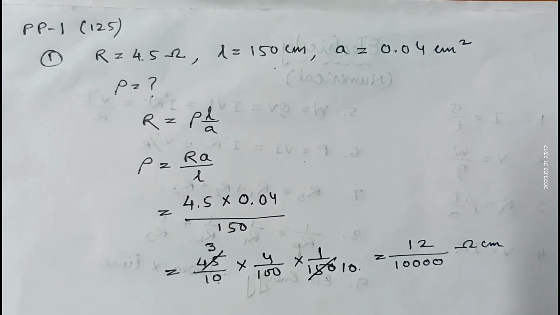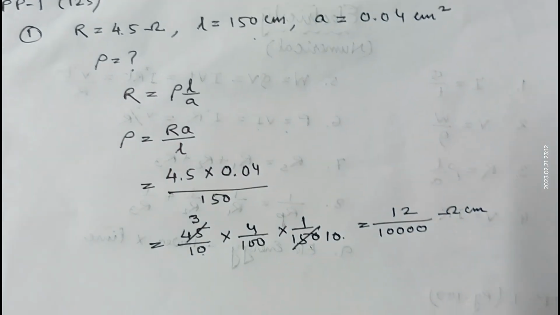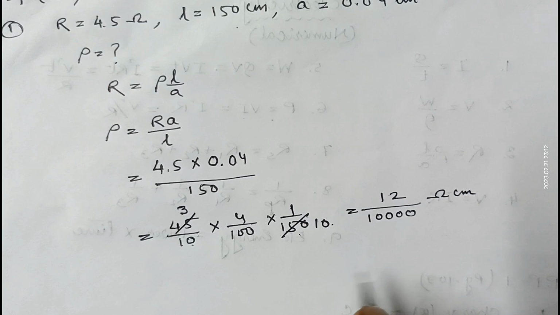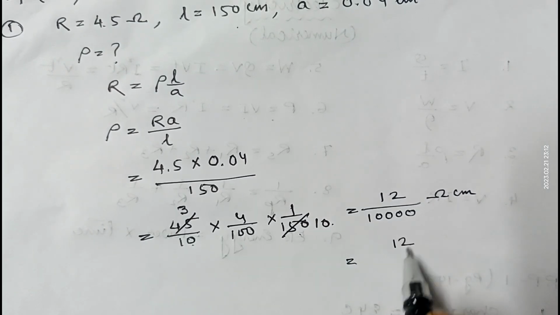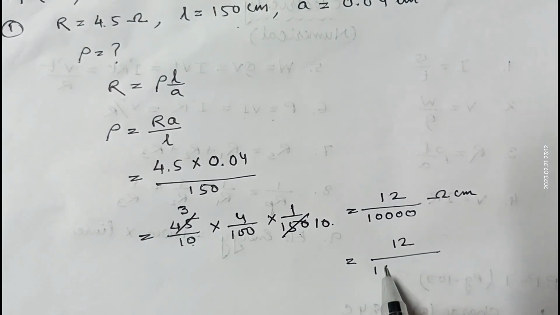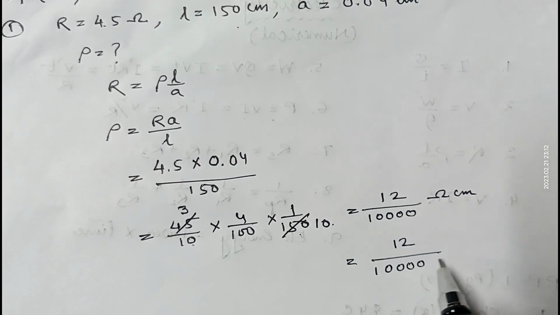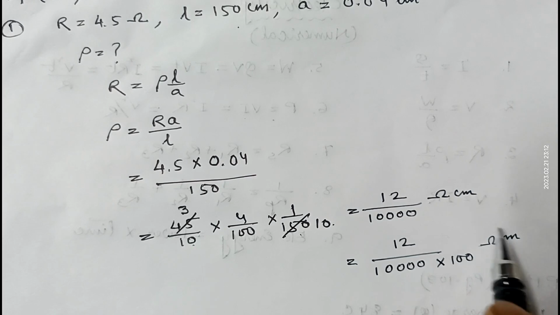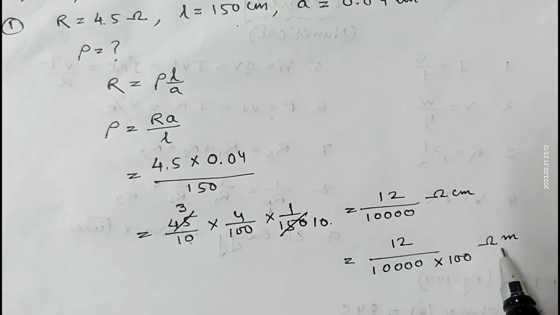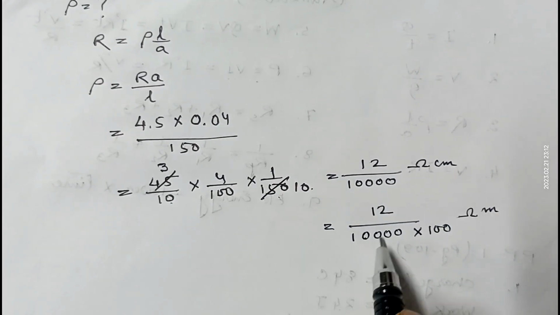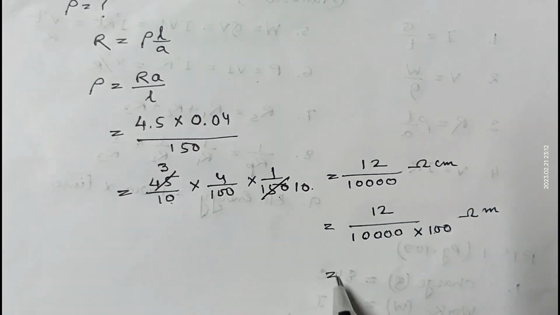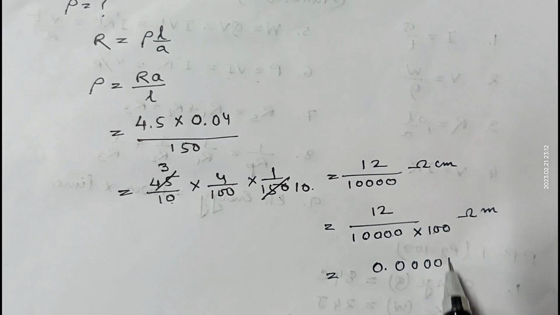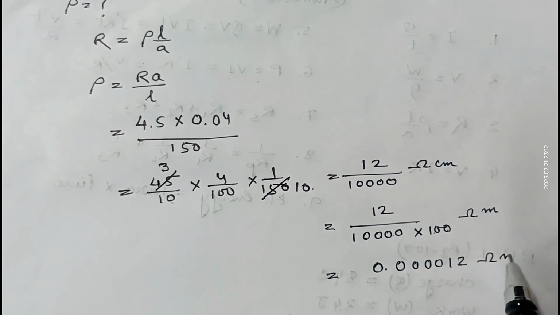Now since in the question it is given that it should be in SI unit, it should be converted to meter. So it will be 12 divided by 1 2 3 4 into 100, then it will be ohm meter, because 100 centimeter equals 1 meter. Now in the next step it will be 0.123456 ohm meter, which is the required answer.